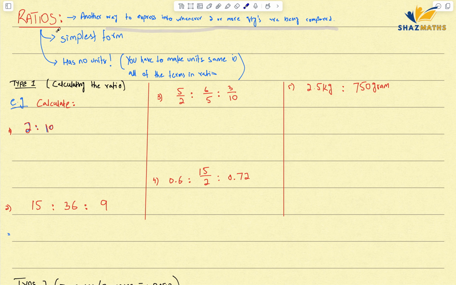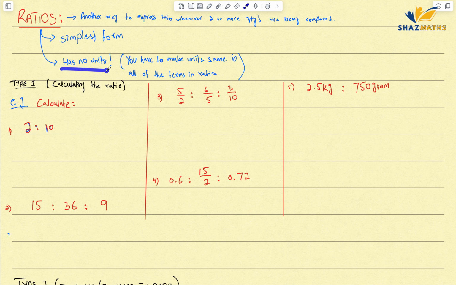Now we have to remember two things whenever any information is being expressed in the form of ratios. What are those two pieces of information? The first one is that ratio is always in the simplest form and ratio has no units. That means whenever any information is given, let's say I provide you the ratio of two lengths or two dimensions, if nothing is mentioned over there, I should automatically know that I have to express that in the simplest form and it would contain no units.